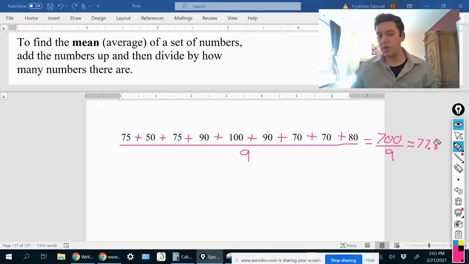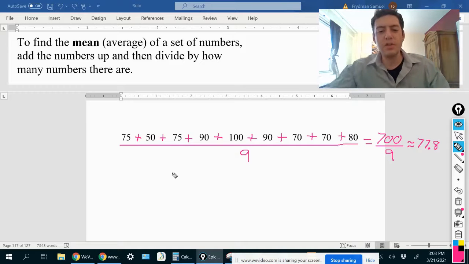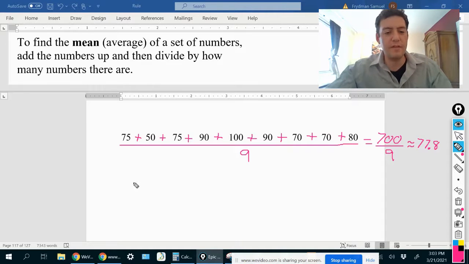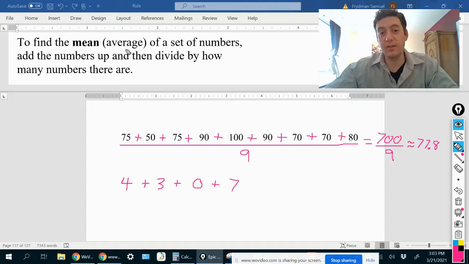And by the way, something which I should mention, let me just do another quick example. What if I have, let's say, the numbers 4, 3, 0, and 7? What would the average of those be? Well, again, we would add them up, average being another word for mean. So we would add them up, and that would give us 4 plus 3 is 7, plus 0 is still 7, plus 7 is 14. And then we would divide by how many numbers there are.